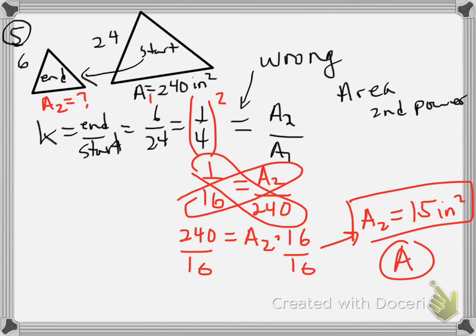And that's one a lot of people got wrong, because what they did is they chose choice B, which is 60, because they used 1/4. Okay, you can't use 1/4 because we're talking about areas. We're not talking about perimeters or other lengths.